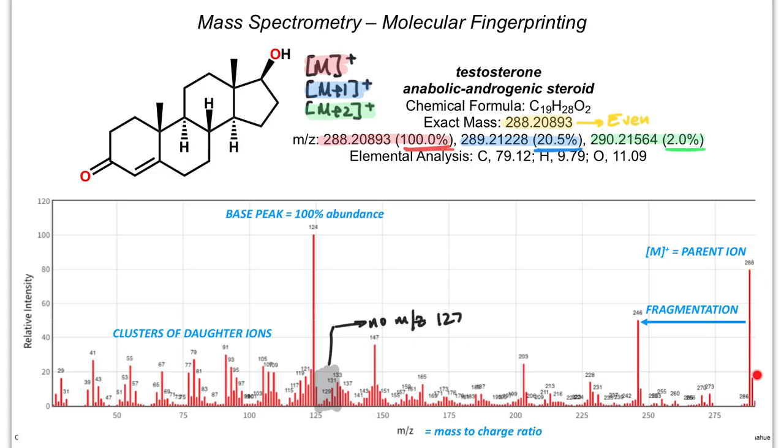Beyond that, you see these smaller signals. So anything beyond that, we would say M+1, it's one more mass unit, or two more, M+2. And that data is listed here, and I've highlighted those in red, blue, and green. The 288, that's your M, that's the parent. 289, that's M+1. 290 is M+2.